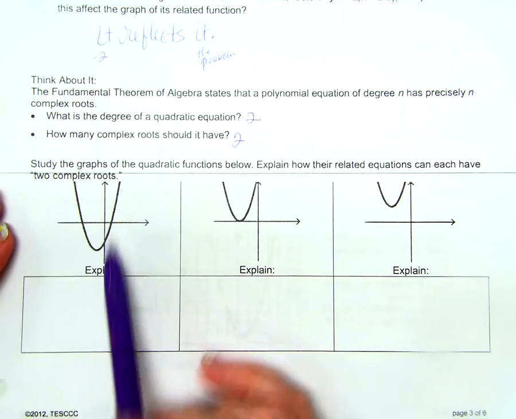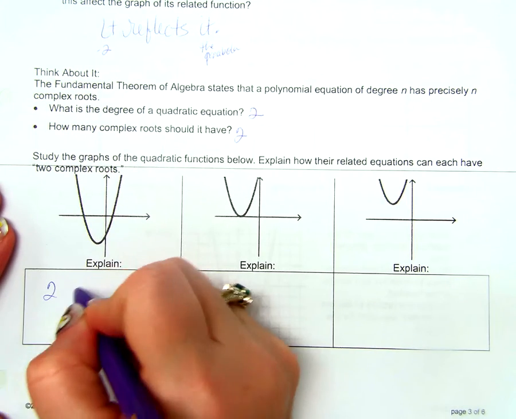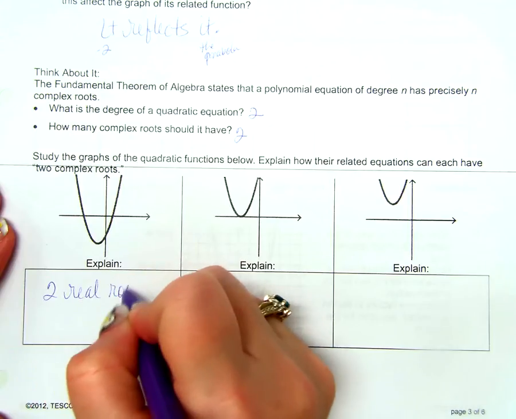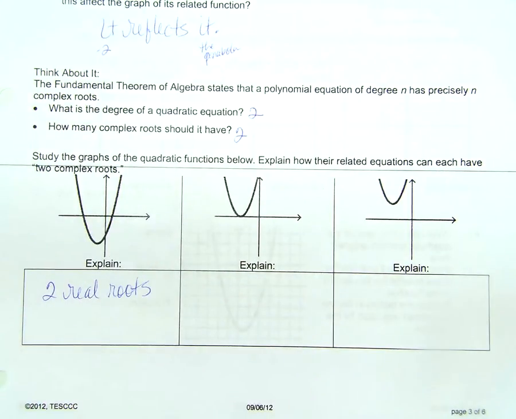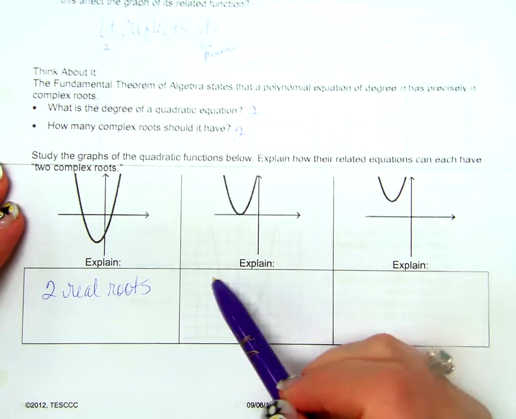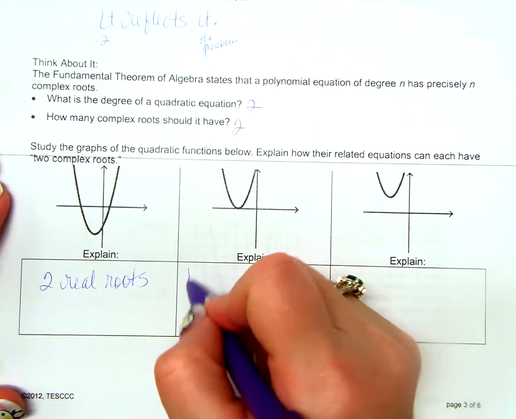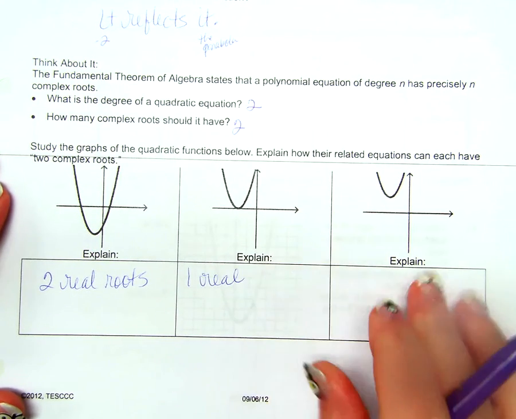It says 2 complex roots. This is really 2 real roots, because I can actually find those 2 points, can't I? Okay? What about this one? 1 what? It is 1 real root.